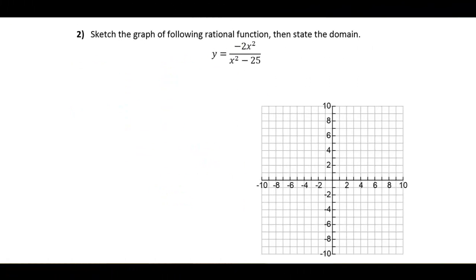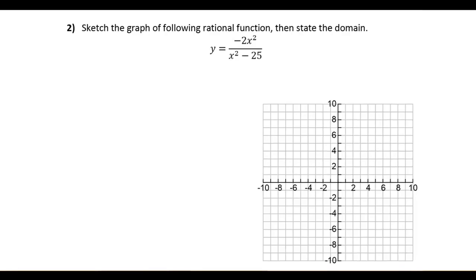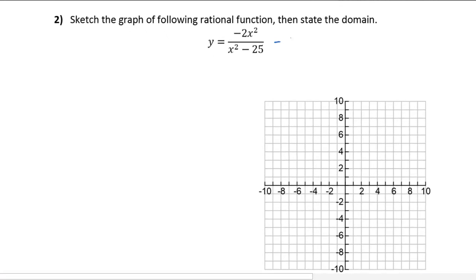Let's try one more example over here. In this particular example, we're working with the following function: negative 2x squared over x squared minus 25. So our first step is to go ahead and factor that out. When we factor that, we're going to end up with negative 2x squared over (x plus 5)(x minus 5). Once we've got the factored form, we will recognize that there are no common factors, so we're not going to have any holes this time.